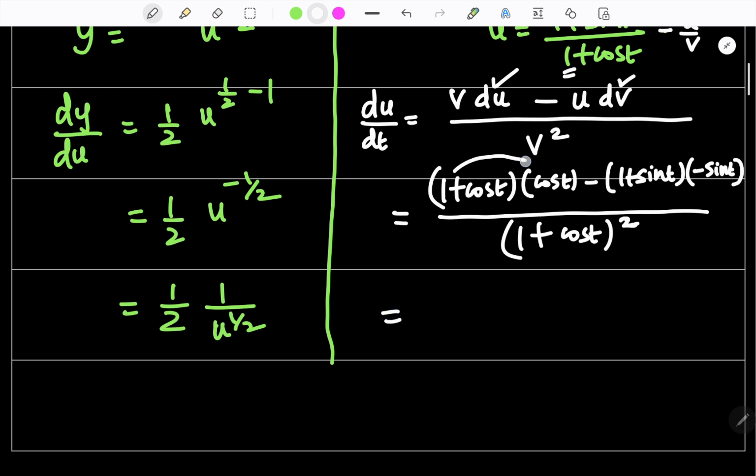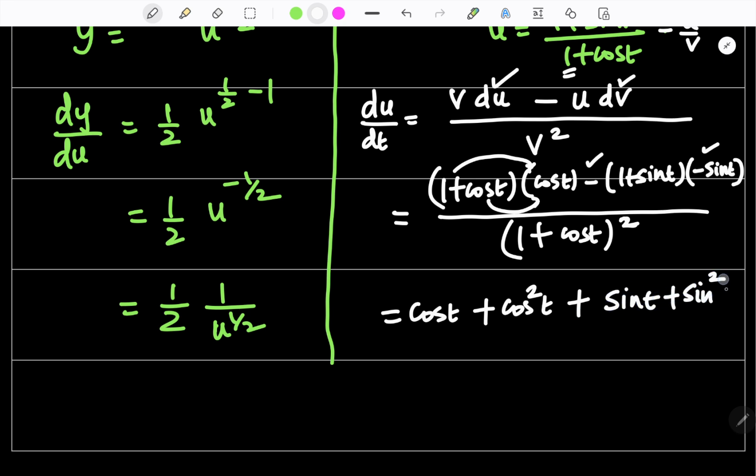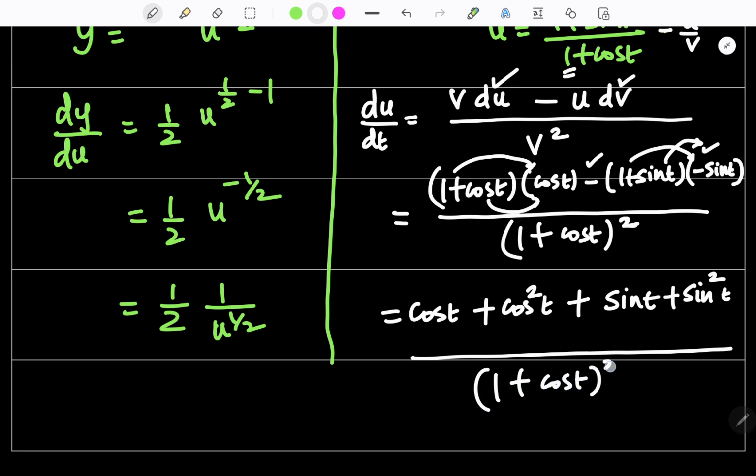So let's simplify this one. This equals 1 times cosine t is cosine t, plus cosine t times cosine t is cosine square t. And then this minus is going to become plus: 1 times sin t is sin t, sin t multiplied by sin t is sin square t. Clear? So this whole divided by (1 plus cosine t) the whole square.